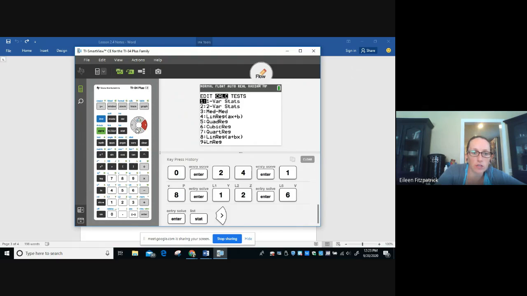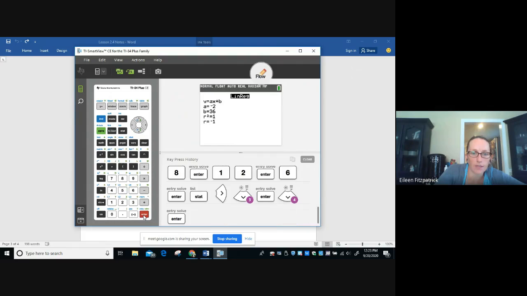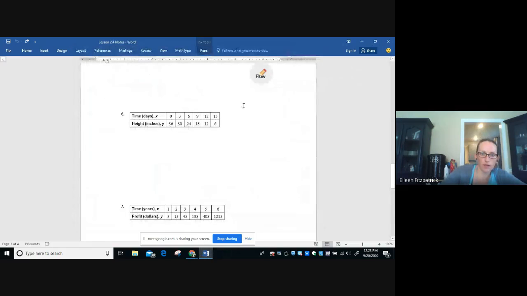We said it's linear, so we're going to go down to number 4, linear regression. It looks like slope-intercept form, y equals mx plus b. Go down to calculate. And you're given the a and the b. So this equation is y equals negative 2x plus 36. Oh, I didn't want to clear that, but that's okay. So I have y is equal to negative 2x plus 36.